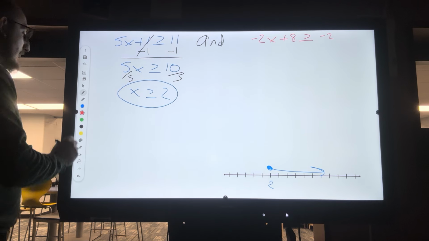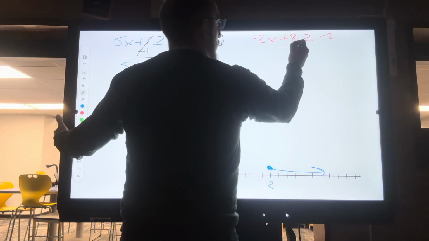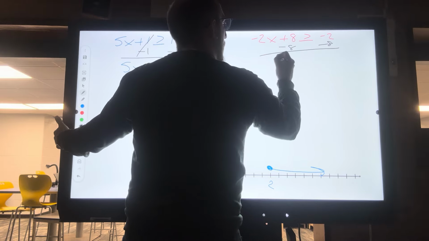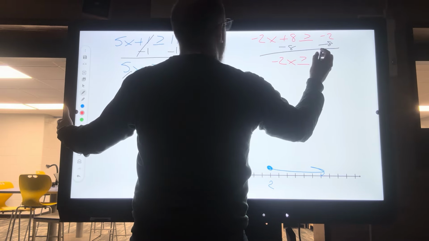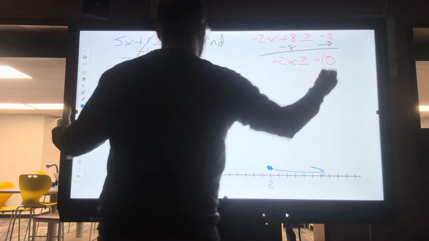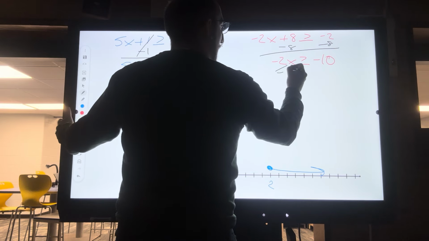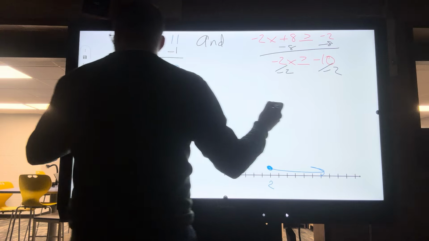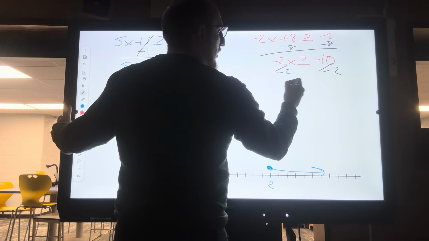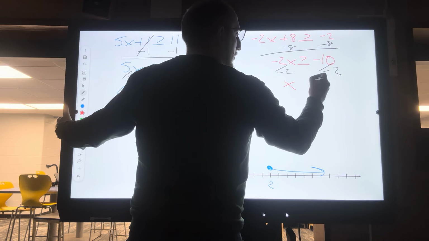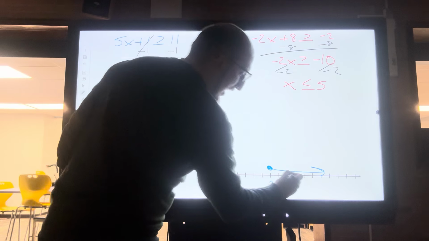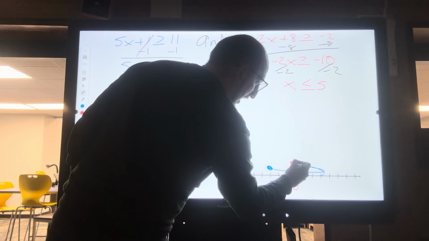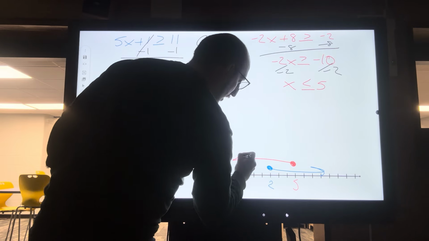Now I'm going to do the same thing for my red. I'm going to subtract 8, subtract 8. Negative 2x is greater than or equal to negative 10. Divide by negative 2. When we divide by negative in an inequality, what do we do with that inequality sign? We flip it. And now this starts at 5. Here's a dot. And we go this way.